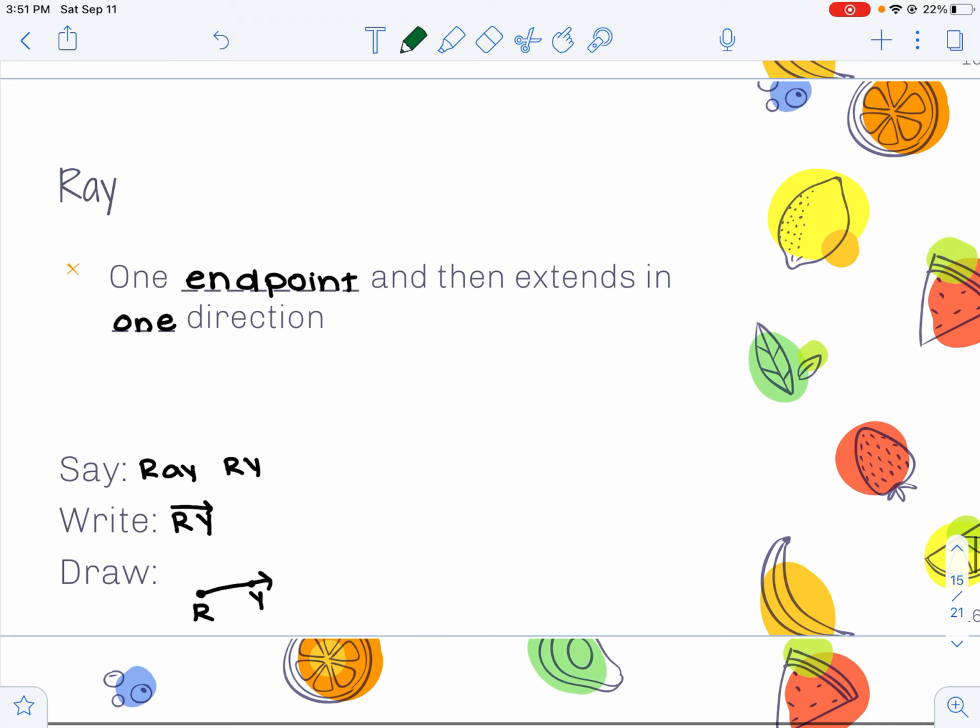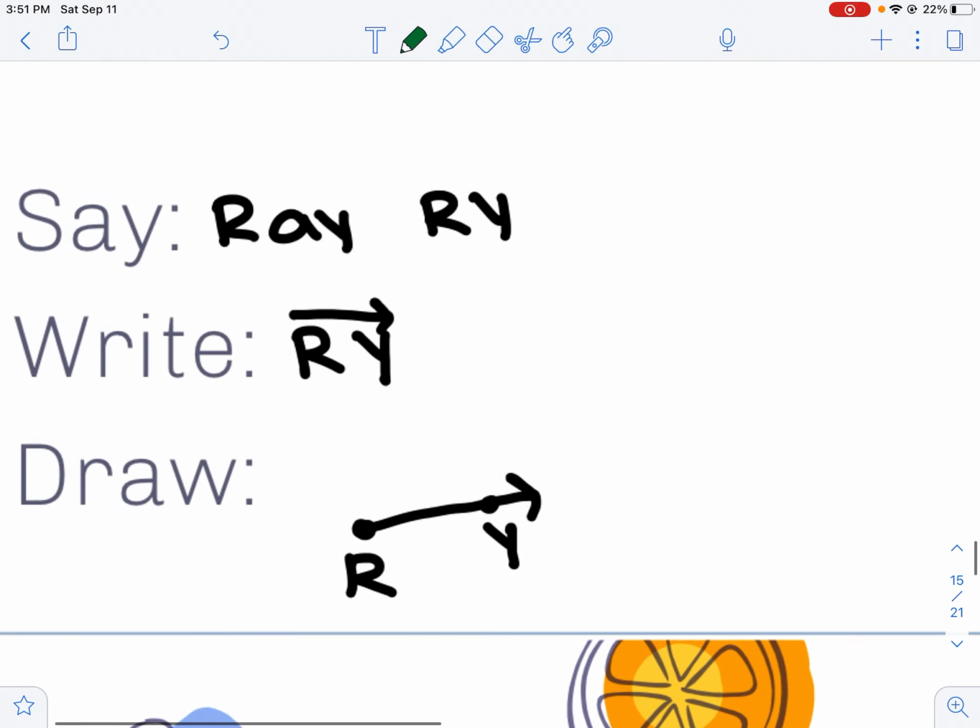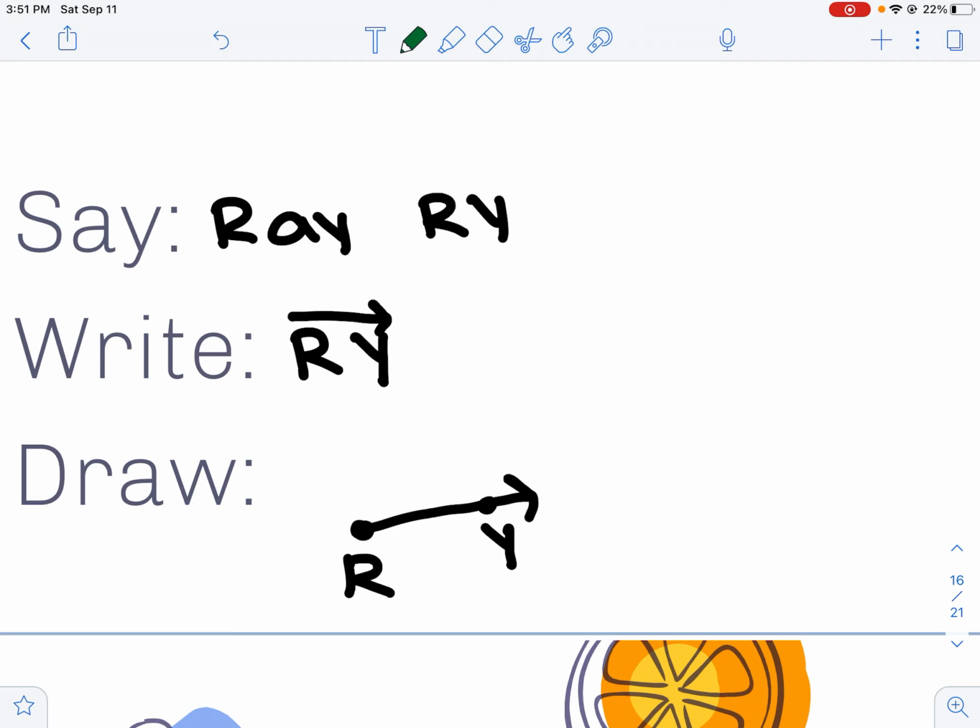A ray is going to have one endpoint and then extend infinitely in one direction. So it's kind of like if a line and a line segment had a baby, where a line segment had 2 endpoints, a line kept going in both directions, a ray gets one of each. We're going to say the word ray and then the endpoint. So in this case, it has to be R, and then any other point.